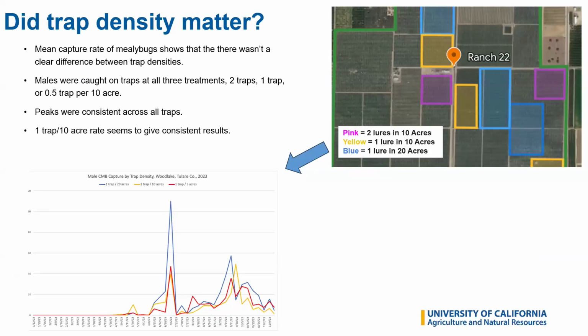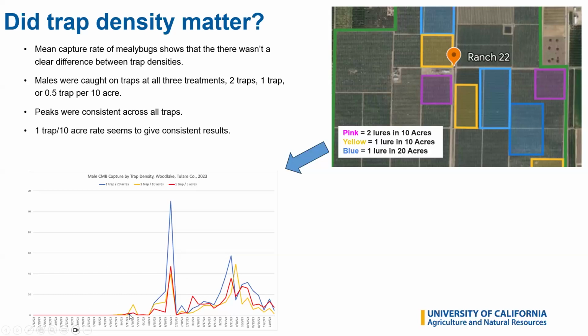Did trap density matter? This data that I have shared with you is showing 3 different colors: 1 trap per 20 acres is the blue line, the yellow line is 1 trap per 10 acres, and the red line is 1 trap per 5 acres, that's 2 traps per 10 acres.